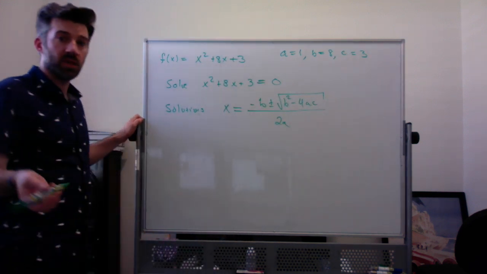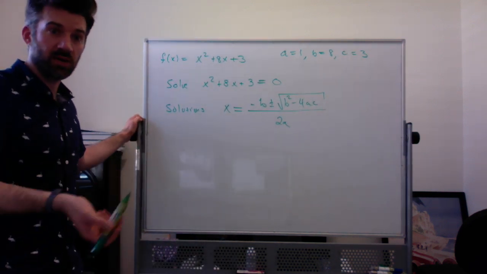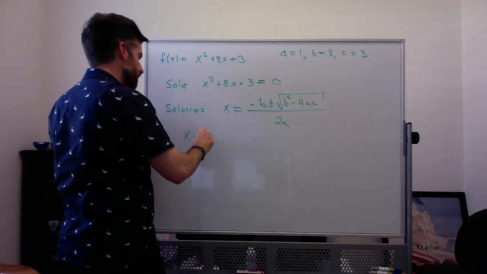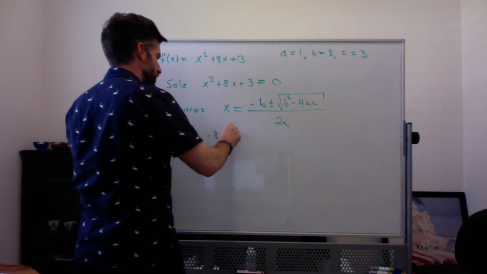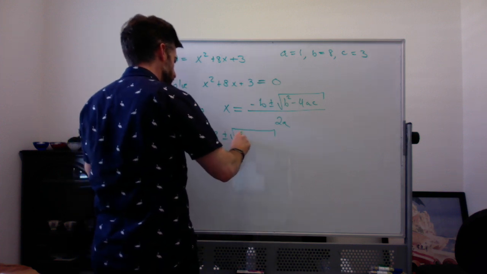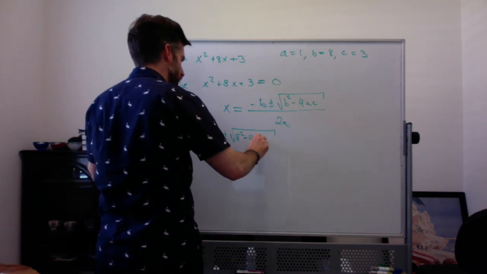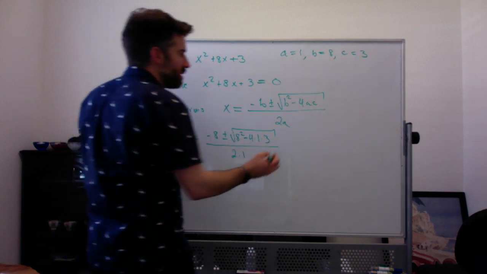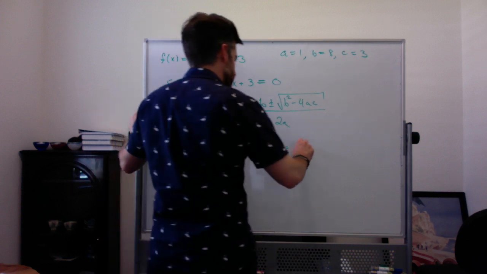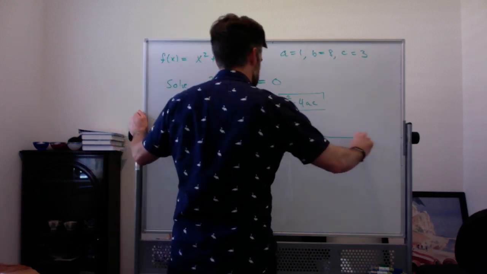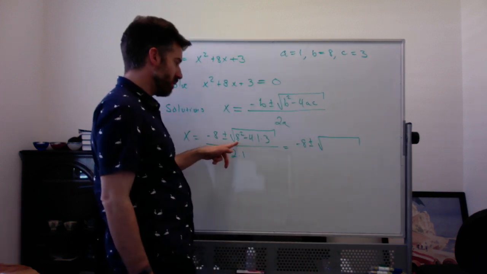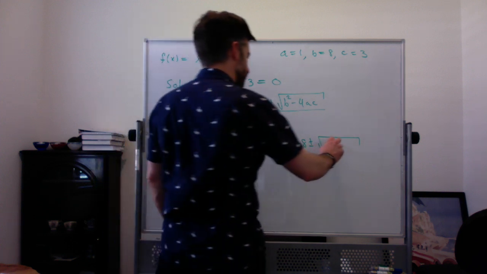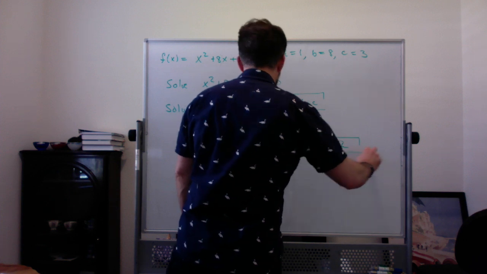Here they're all positive, but it is important to pay attention to the sign of each of the coefficients. So here we get x equal to negative 8 plus or minus the square root of 8 squared minus 4 times 1 times 3, all over 2 times 1. And we should simplify this as much as possible. This is negative 8 plus or minus the square root of 8 squared, which is 64, minus 4 times 1 times 3, which is 12. So 64 minus 12 is 52, divided by 2.